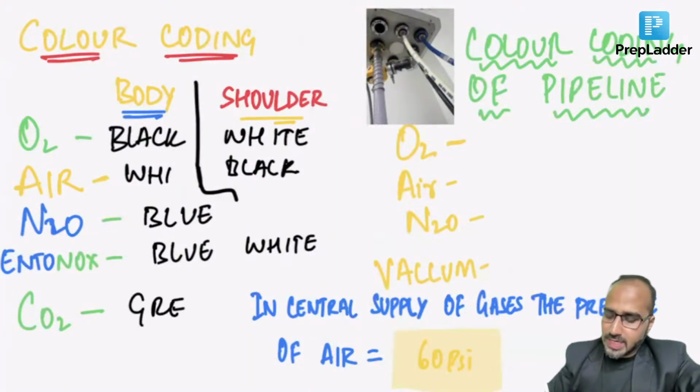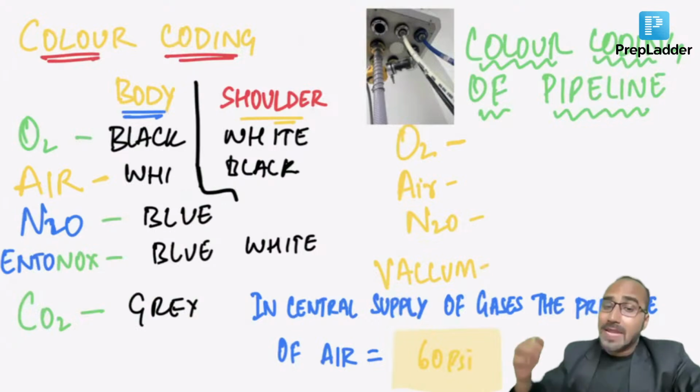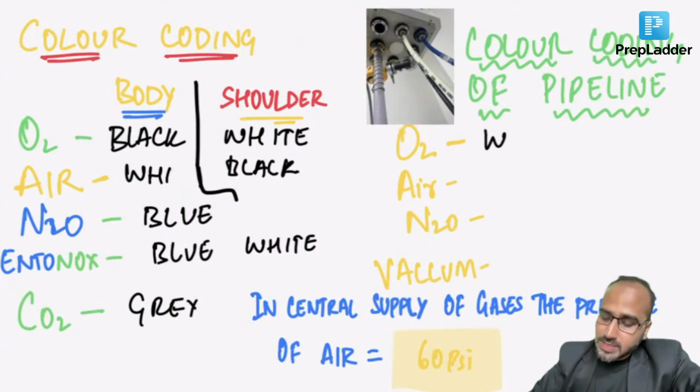Carbon dioxide is gray in color. Helium is brown in color. There are many cylinders. Now look over here, guys. The pipeline colors also depend upon the cylinder color, but pipeline colors are taken from the shoulder color of the cylinder. Oxygen pipeline color is what? Just take the shoulder color. It will be white in color.